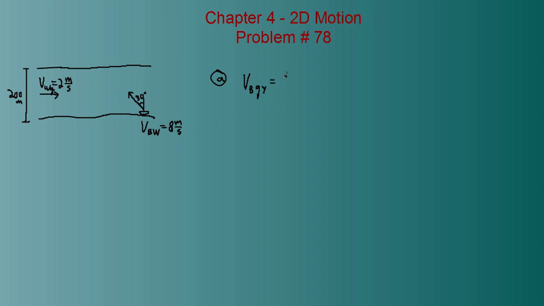So this is 8 cosine 30. Again, cosine because it's adjacent. So that's 6.93 meters per second. And let's just call that j for the fun of it.